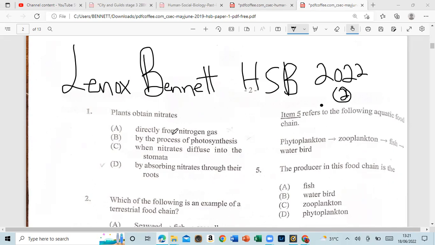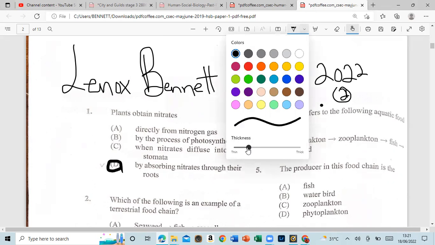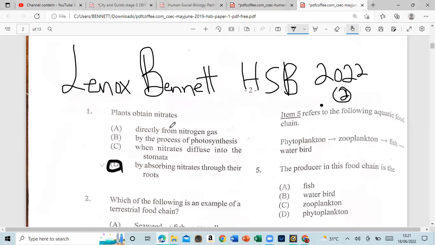Plants obtain nitrates by absorbing nitrates through their roots. Alright, so that's D. Plants obtain nitrates through their roots.